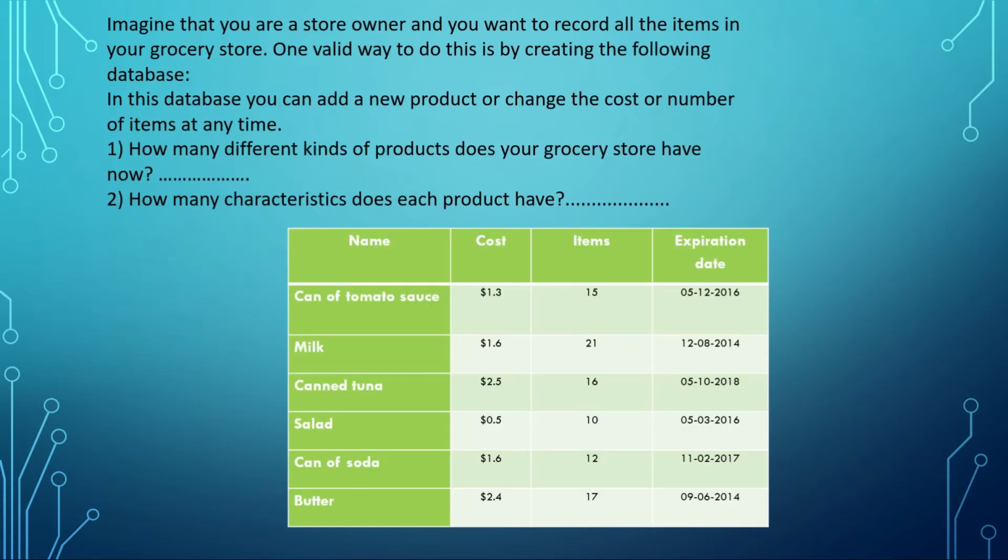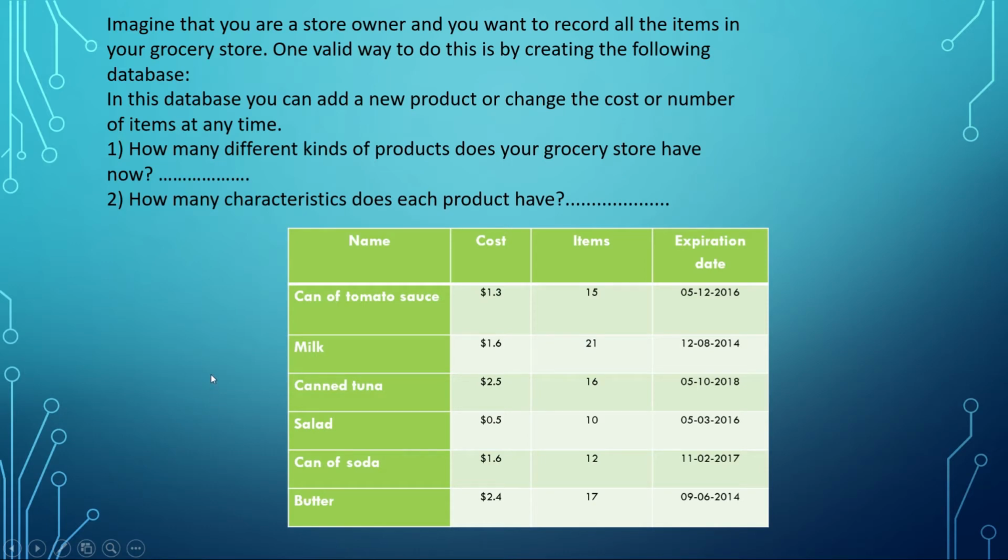Let's imagine that you are a store owner and you want to record all the items in your grocery store. One valid way to do this is to create the following database. This one. In this database, you can add a new product or change the cost or the number of items at any time. Now, how many different kinds of products does your grocery store have right now in this chart? You have to count it. Let's see. 1, 2, 3, 4, 5 and 6. We have a total of 6 different kinds of products at my store.